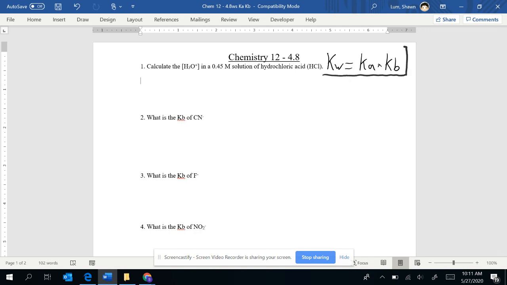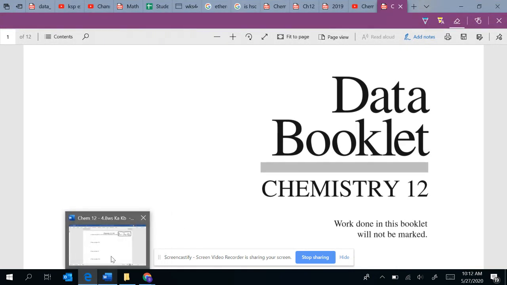And this formula honestly needs to be memorized. It's not something that's on your data booklet or anything like that. You need to memorize it. I show you how I derived this formula, but the reality is, when it comes down to using it, you just need to memorize it: Kw equals the acid constant times the base constant. Knowing that formula, we can jump into a few things. Make sure you have your data booklet handy, because that's going to be important.